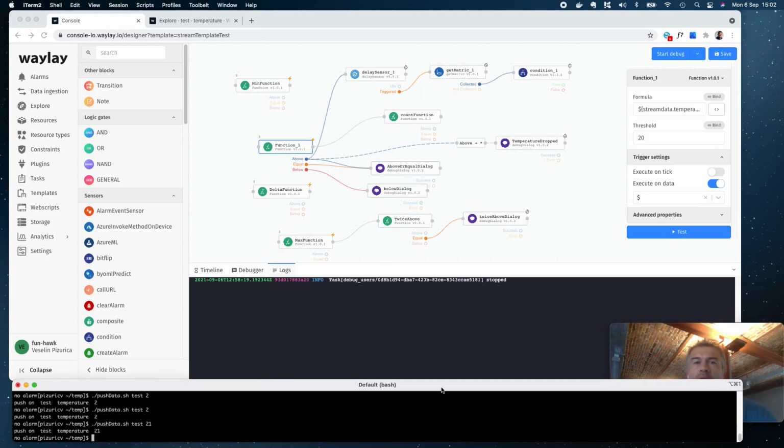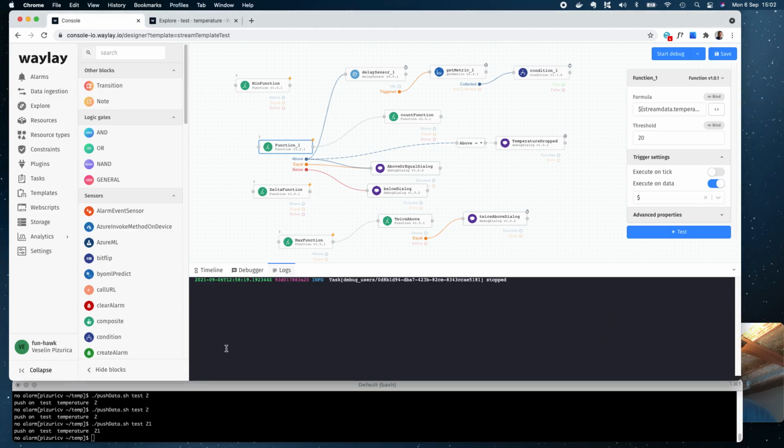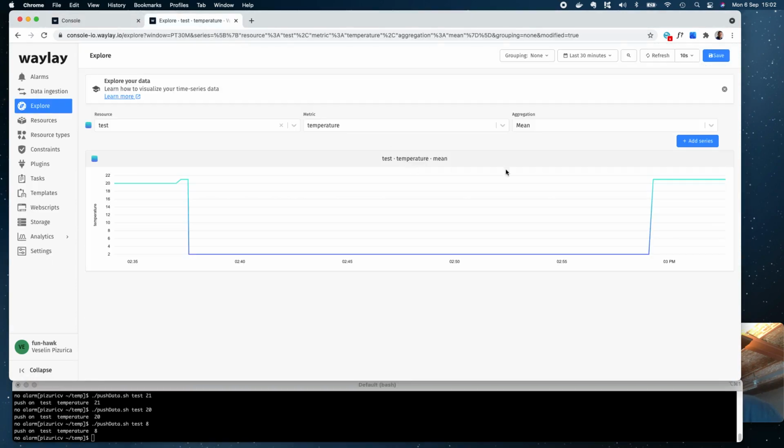What I'm going to do now is just push data. Nothing fancy, I'm not starting any rule yet. I'm just pushing some data. So let's say for a device test, I'll be pushing data like 20, 21, 8, and so forth. I will actually see here that over time we are storing this data in our time series database.